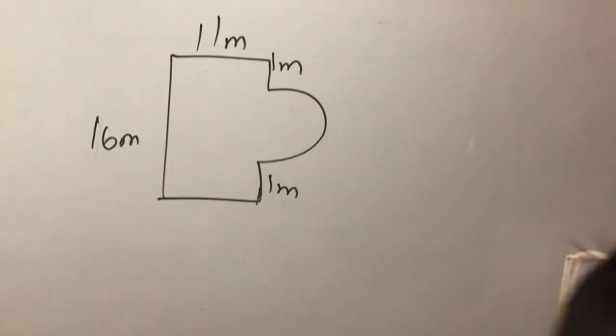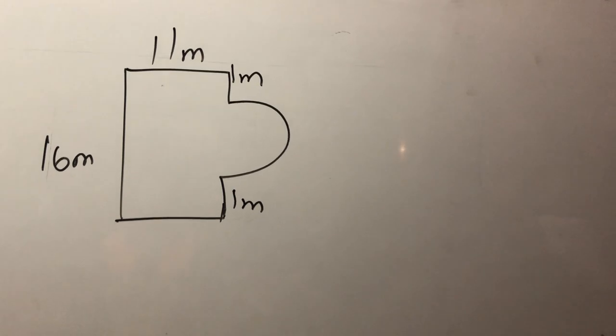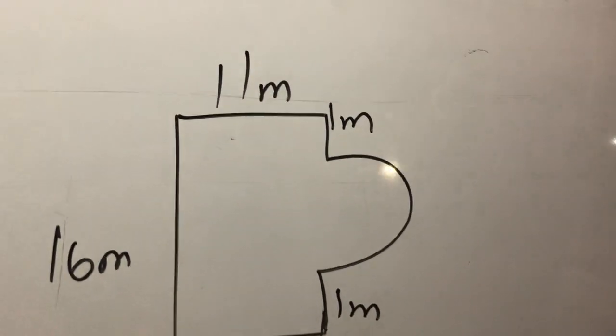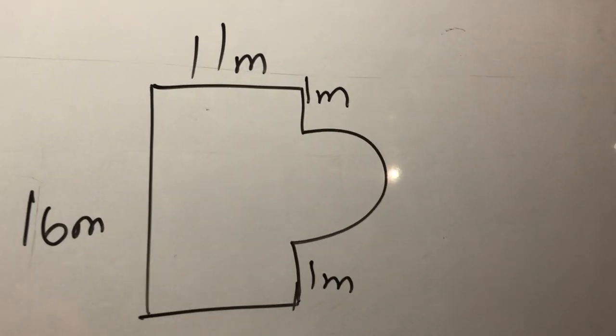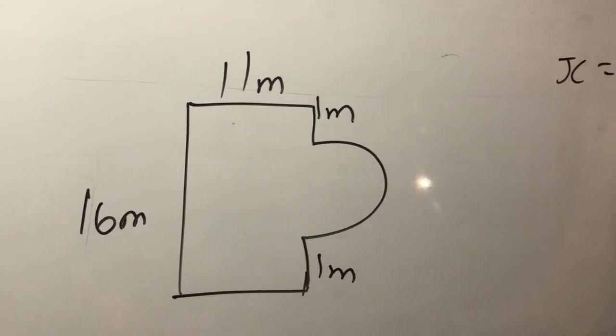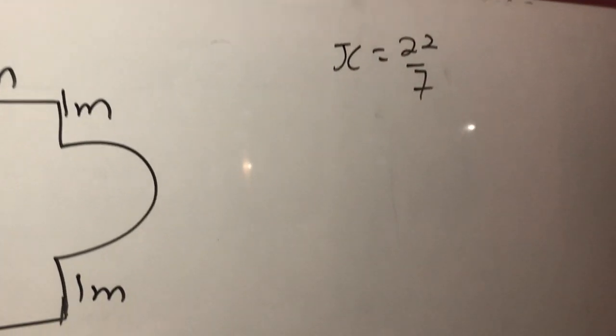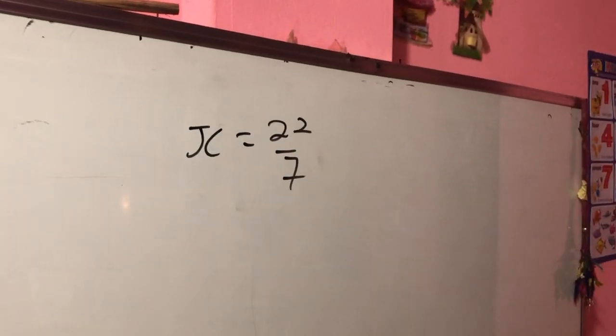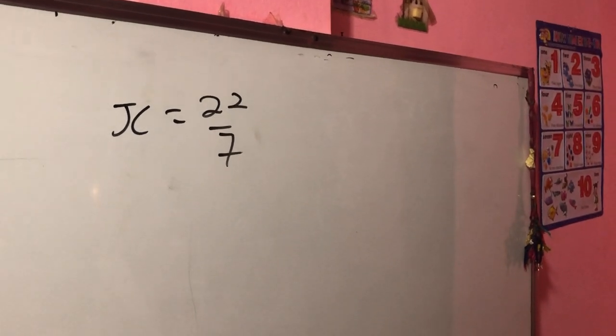Alright, so you're supposed to find what? The area of the shape on the board, and you are being asked to take pi to be 22/7. Pi to be 22/7.